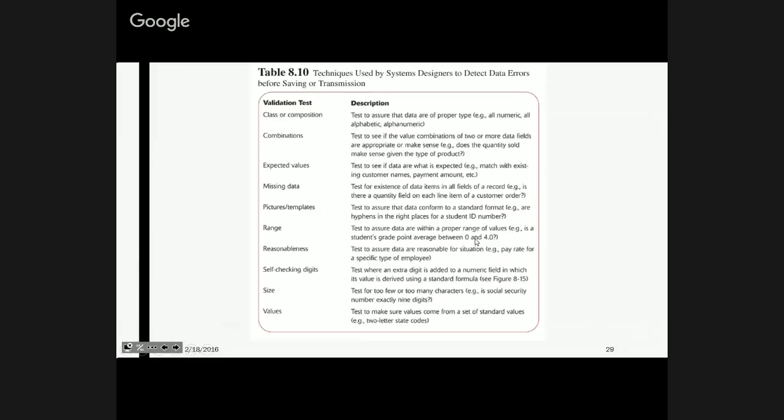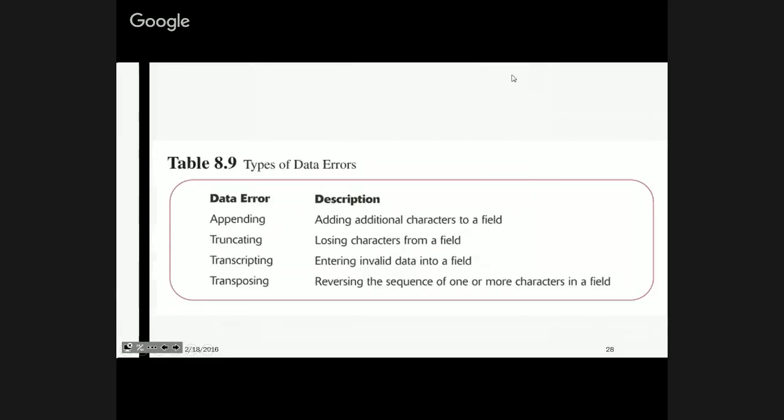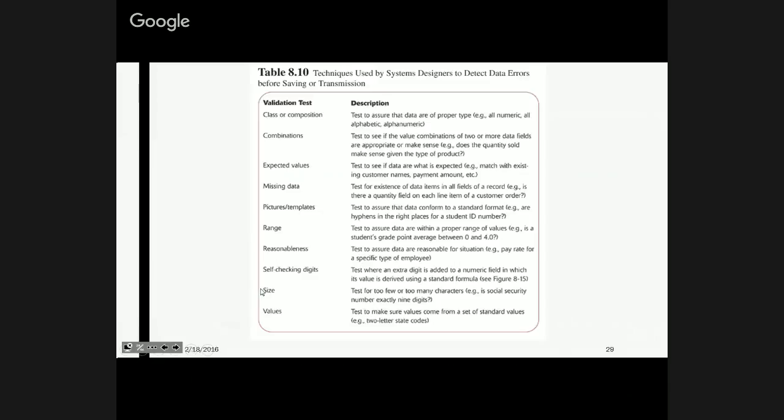A lot of these are almost implying that you have a secretary mass entering data into a system, right? It depends what kind of user interface you have, like how many transposing errors you're going to have. So here's a big table of ways to detect errors. Class or composition: test to assure the data are of proper type.